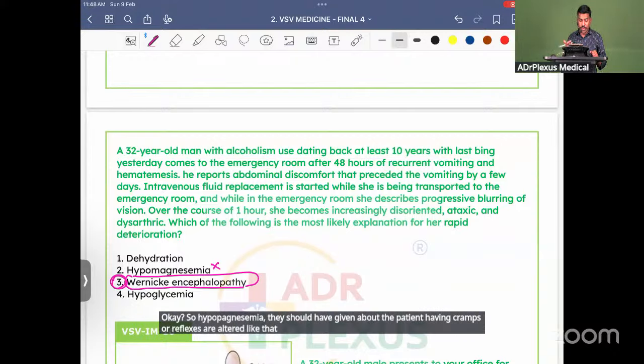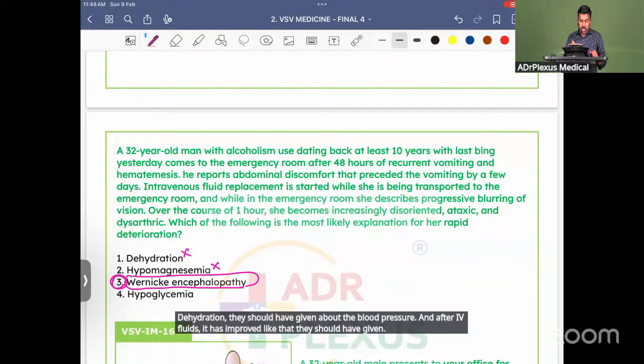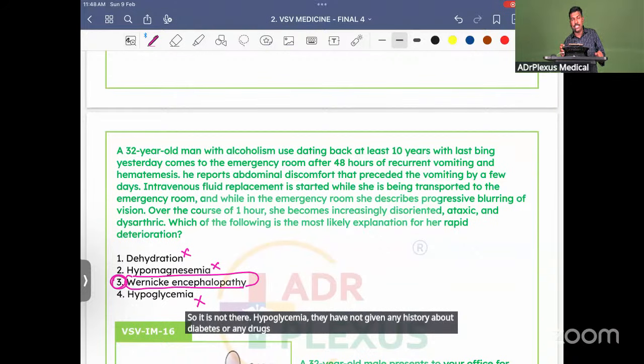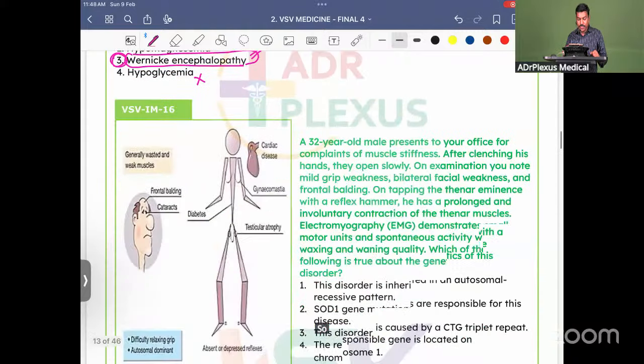For hypomagnesemia, they should have given something about the patient having cramps or altered reflexes. For dehydration, they should have given something about the blood pressure, and after IV fluids it has improved, so that is not there. For hypoglycemia, they have not given any history of diabetes or any drugs which cause hypoglycemia, or improvement with dextrose-containing solutions, so that is also ruled out. So the answer is Wernicke's encephalopathy.